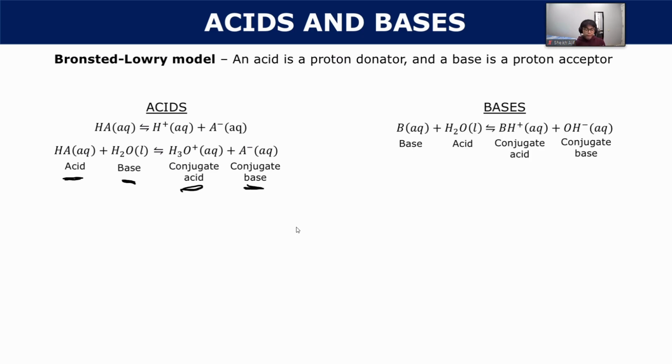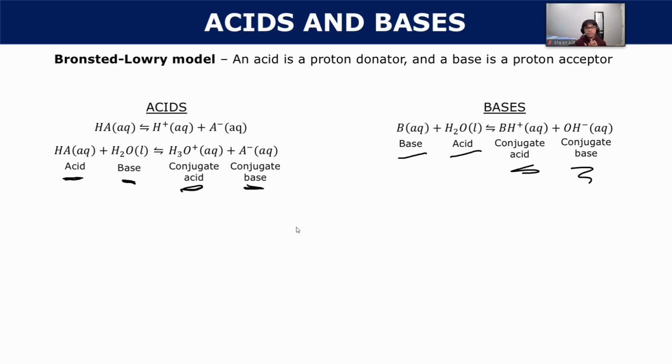But let's take a look at what bases look like. Bases change a little. In the Bronsted-Lowry model, a base plus water reacts to produce the BH plus ion and then the OH minus ion. And so again, you have your base and you have your acid. In this case, like I said, the water is going to be an acid. And then you produce the conjugate acid and then the conjugate base.